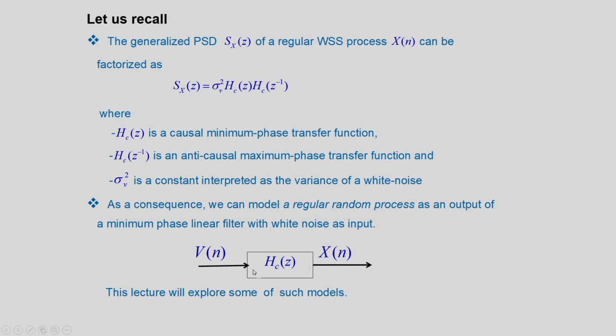That is, this is the white noise Vn of variance sigma squared. This is input to a linear minimum phase filter of transfer function H_c(z), and the output is the WSS process Xn. This lecture will explore some of such models.